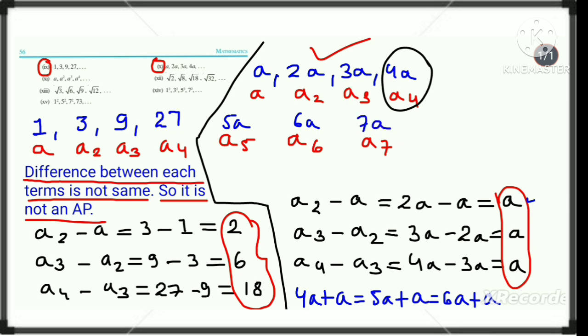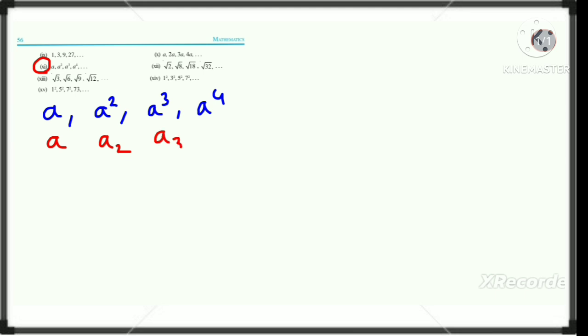In this way, here we have obtained its 3 more terms, that is 5A, 6A and 7A. Question number 11, and here the sequence of numbers is A square, A cube and A to the power 4. And here this is a2 and this is a3 and this is a4. Okay, now let's find the difference between each term.